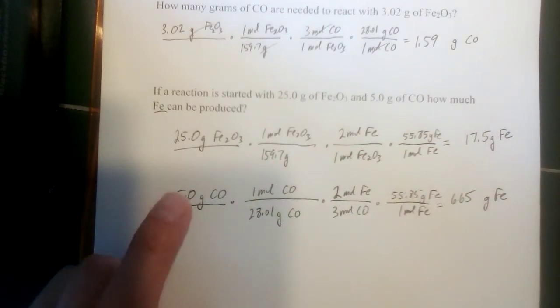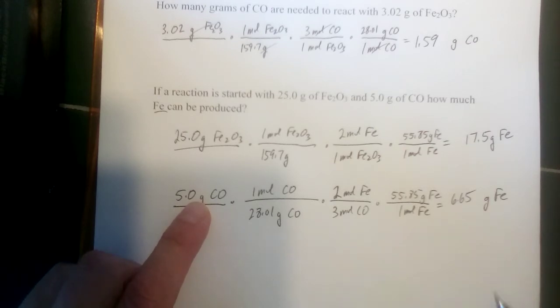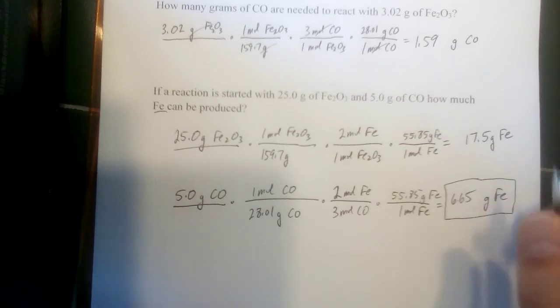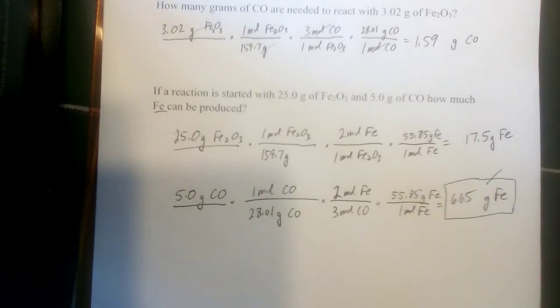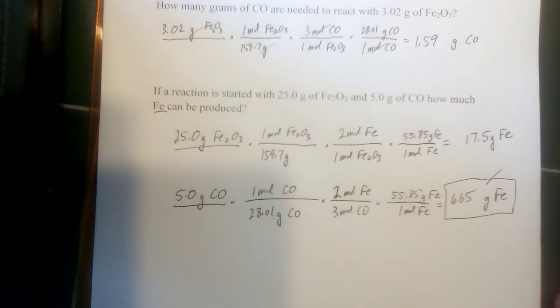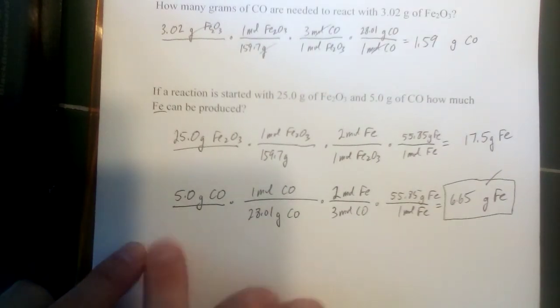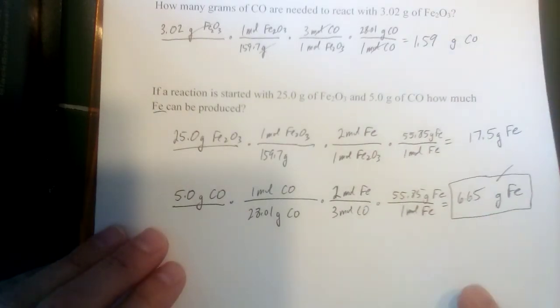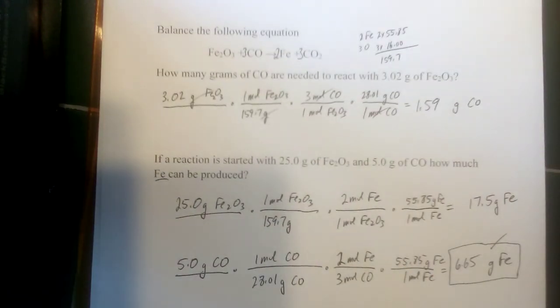That means carbon monoxide is our limiting reactant. We're going to run out of carbon monoxide once we've made 6.65 grams of iron. That would be the answer to the problem. In this case, there'd be a lot of the iron oxide left over, right? That could be the next part of the question, right? How much of the excess reactant is left over? That would be kind of a nice question to put on a test. That is not the question on the practice problems here, though.